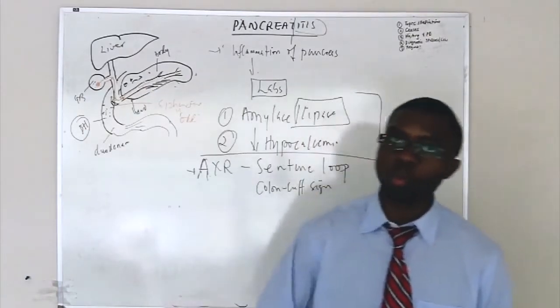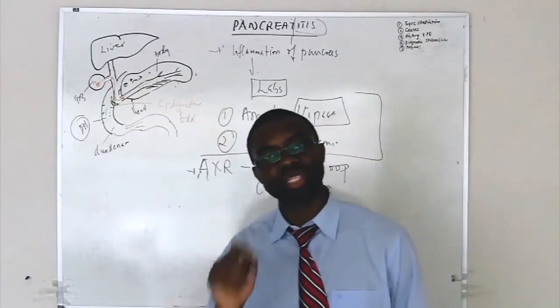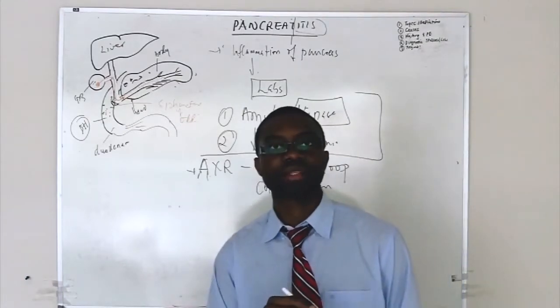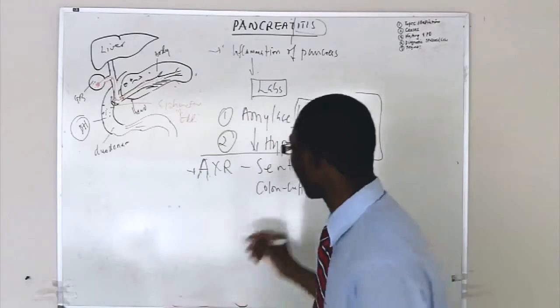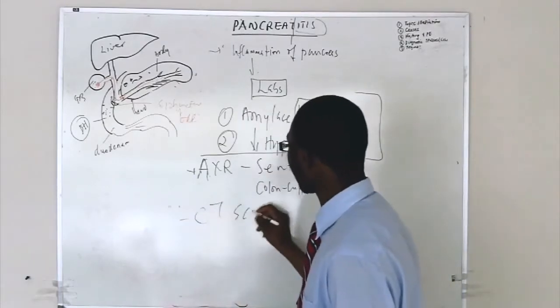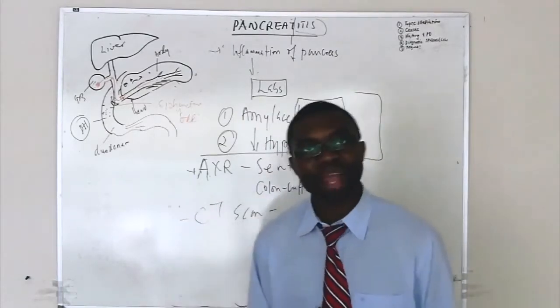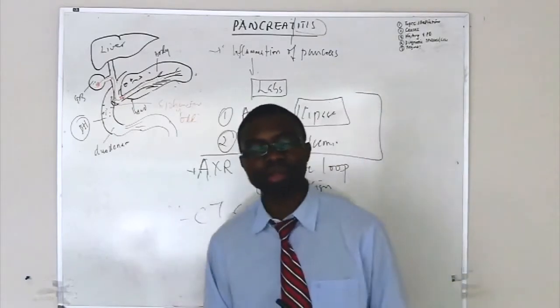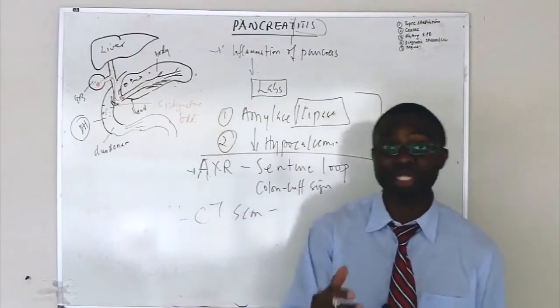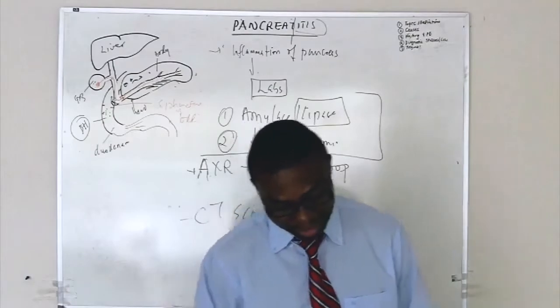Now, what imaging is best to see acute pancreatitis? A CT scan, right? So you want to get a CAT scan of their belly so you can see the inflamed pancreas. You might see some fluid around it, right? And that will tell you the patient has pancreatitis. That is the best test.